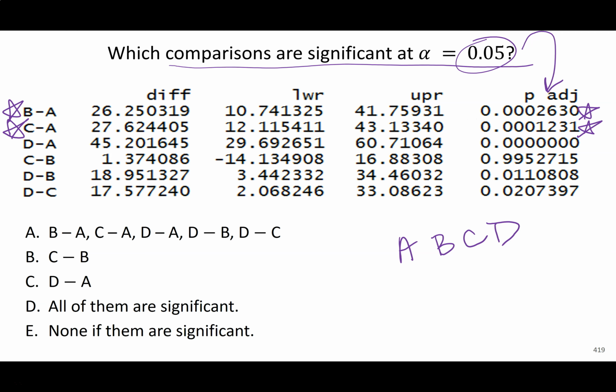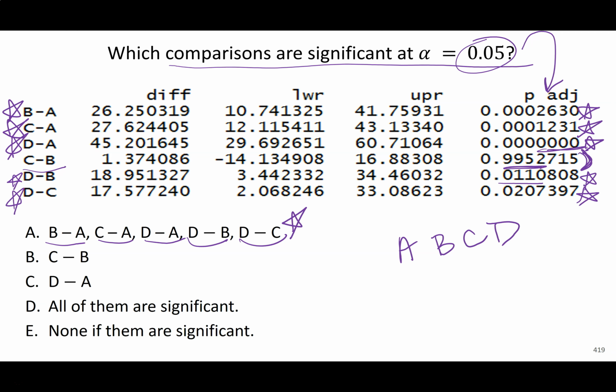Yes. I'm not sure if this output is from R. It has a tendency to not give us zeros, but D and A look like they're different. So it looks like A is different from all of the others, for starters. C and B don't look different from each other, but we have D and B are different, and D and C. So let me see, look in here. B and A, C and A, D and A, D and B, D and C. Yes. I would have also said all of them are significant except C and B as well.